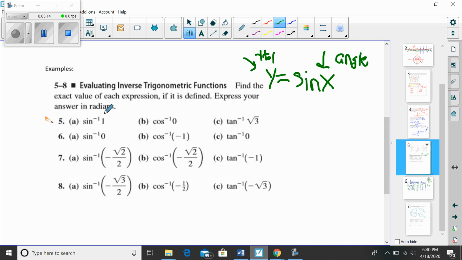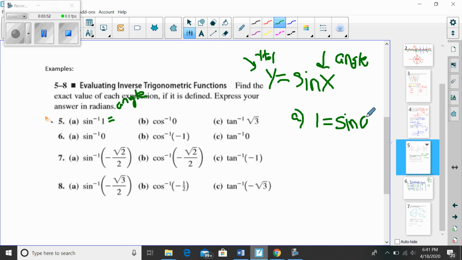All right, so remember what happens here. I switch input and output. Okay, so my output has to be the value of the angle. All right, and I input some value between negative 1 and 1. And so I'm asking myself, what is the angle whose sine is 1? Okay, so in letter A, I am asking you to find the angle whose sine is 1.